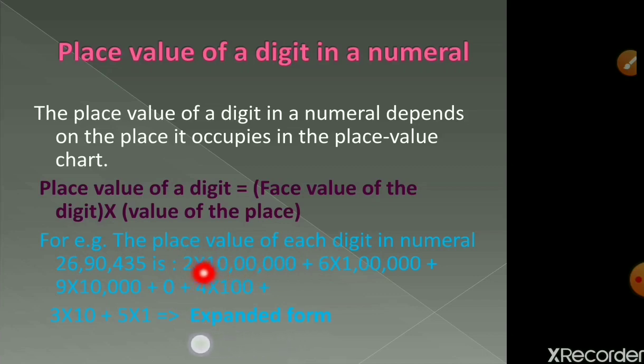That is, 2 is in ten lakhs place, so we'll multiply it with 10 lakh, plus 6 is in lakhs place, so we'll multiply it with 1 lakh, plus 9 is in 10,000 place, so we have multiplied it with 10,000. 0 is in thousands place, so anything multiplied with 0 is 0, so we have written 0. 4 is in hundreds place, so we have written 4 into 100. 3 is in tens place, so we have written 3 into 10. And 5 in ones place is 5 into 1. This is also known as the expanded form.